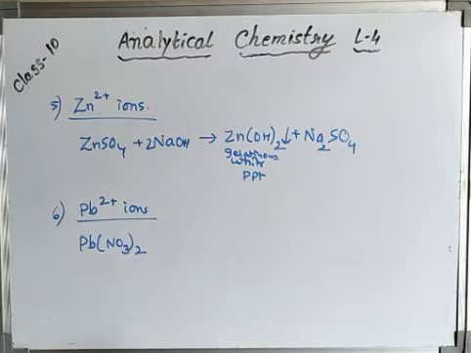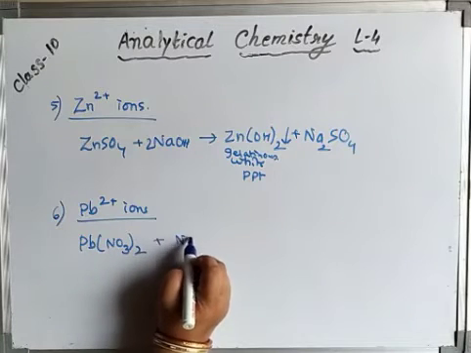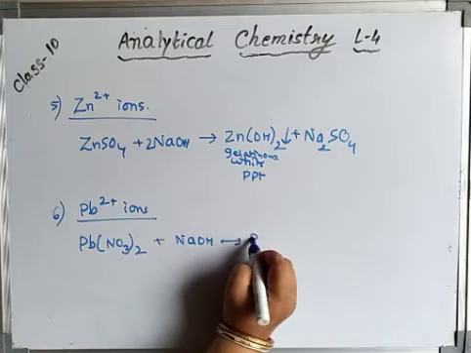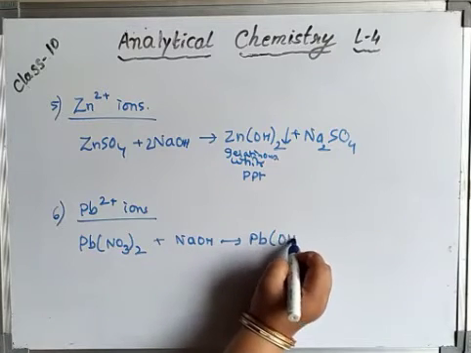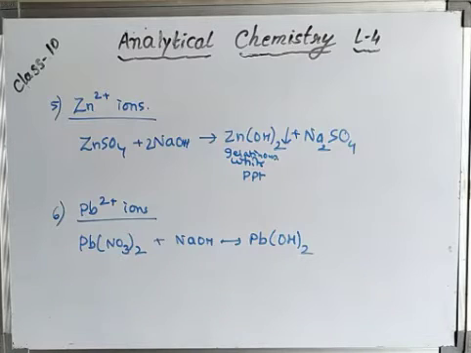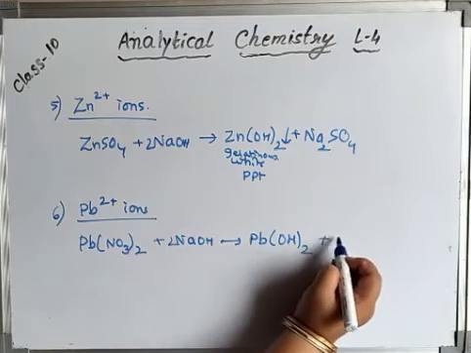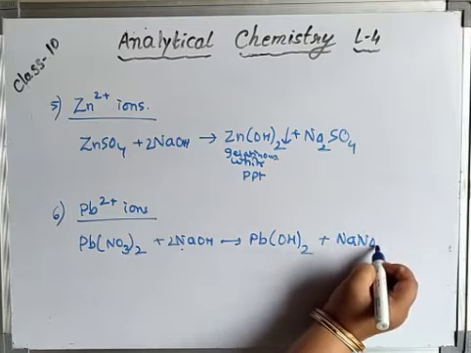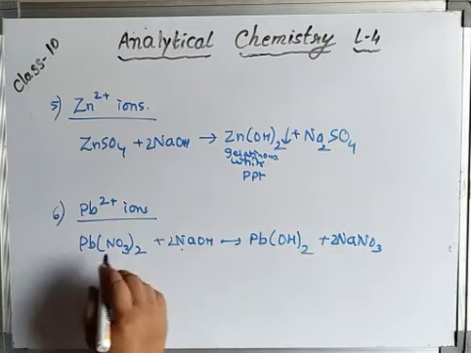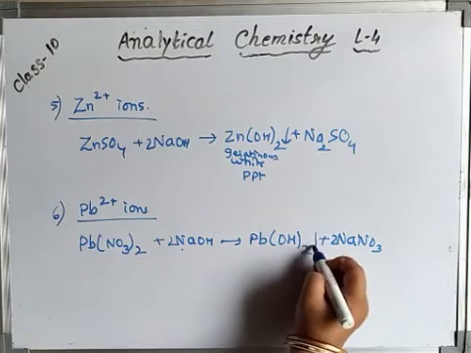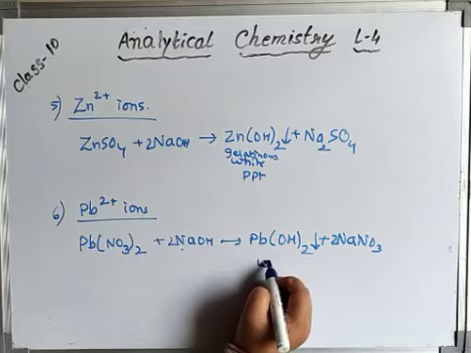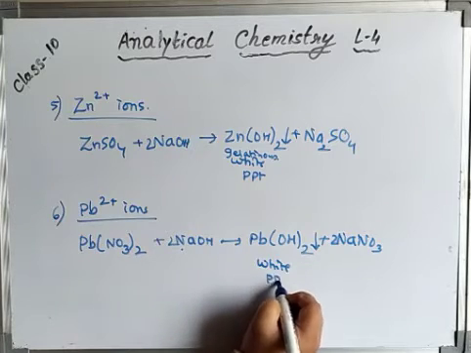So lead nitrate plus NaOH gives Pb(OH)2 plus 2 NaNO3. Now it is a precipitate. Since lead is also a representative element, the color will be a white precipitate.